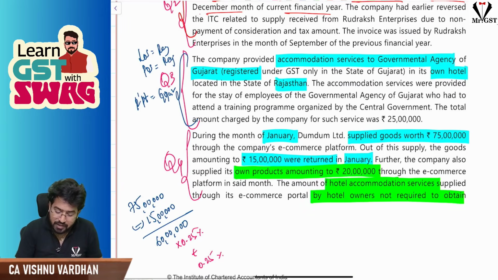Next, the company is providing accommodation services to a governmental agency registered in Gujarat, for employees coming and staying in Gujarat for some training purpose. So the hotel is in Rajasthan, accommodation is provided in Rajasthan, so the location of the supplier is in Rajasthan.